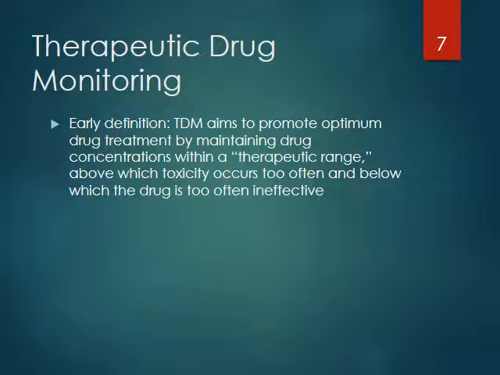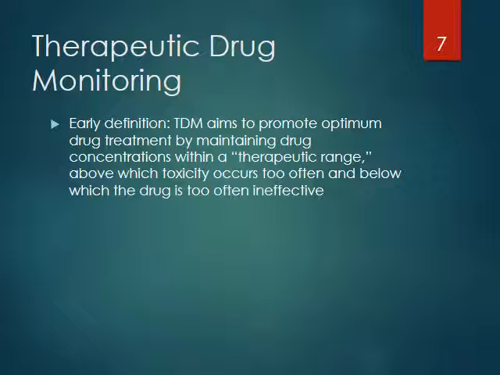So an early definition for therapeutic drug monitoring was to promote the optimum drug treatment by maintaining drug concentrations within this therapeutic range. This therapeutic range is really defined as the point above which toxicity is more likely to occur, and below that range, the drug is likely to be ineffective. Right? So we're going to be shooting for a therapeutic range, and you'll see that for all the drugs that we do therapeutic drug monitoring on, you'll see an effective range.